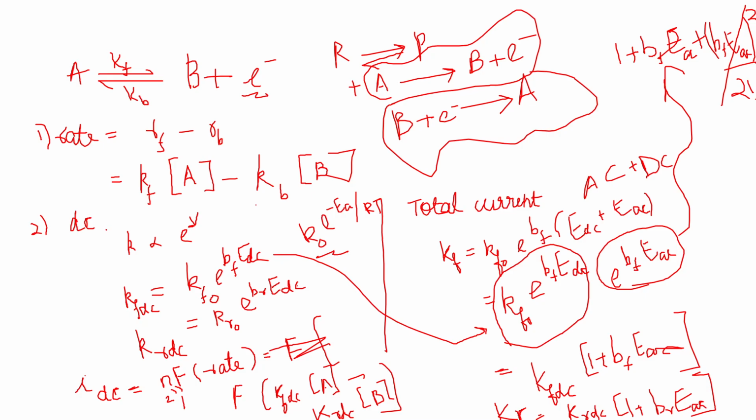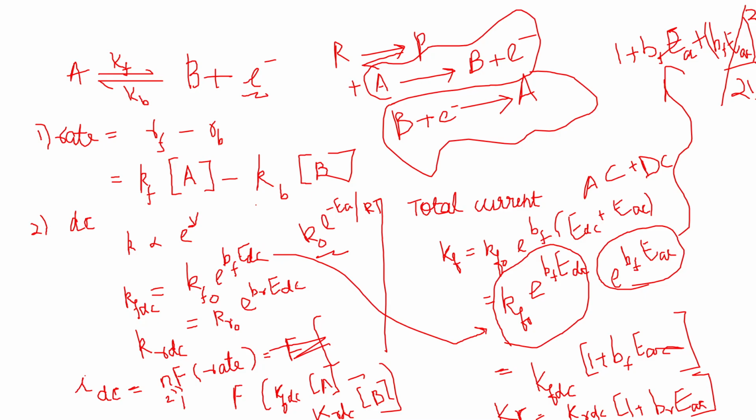The next step is to find out the DC current. What you need is the KFDC and KRDC, which is nothing but the pre-exponential factor into exponential raised to the B into the potential. So here only DC current is there, DC potential is passed, so it is direct BF into EDC.